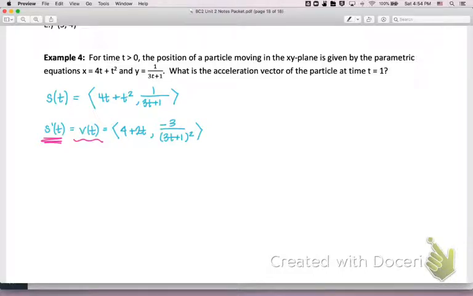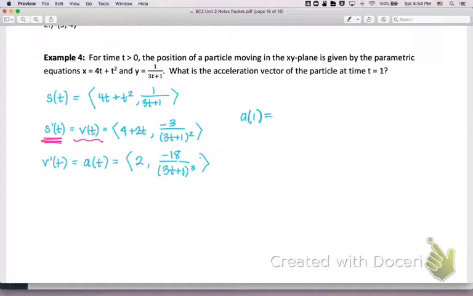And then when we do the next thing, we're going to do exactly the same. When we say that v prime of t is equal to a of t, and now we can go ahead and take that derivative. So we're going to end up with 2, negative 18 over (3t plus 1) cubed. We're using some chain rule action there. Okay, so now we have our acceleration function. So if we want the acceleration vector, then we want a of 1.